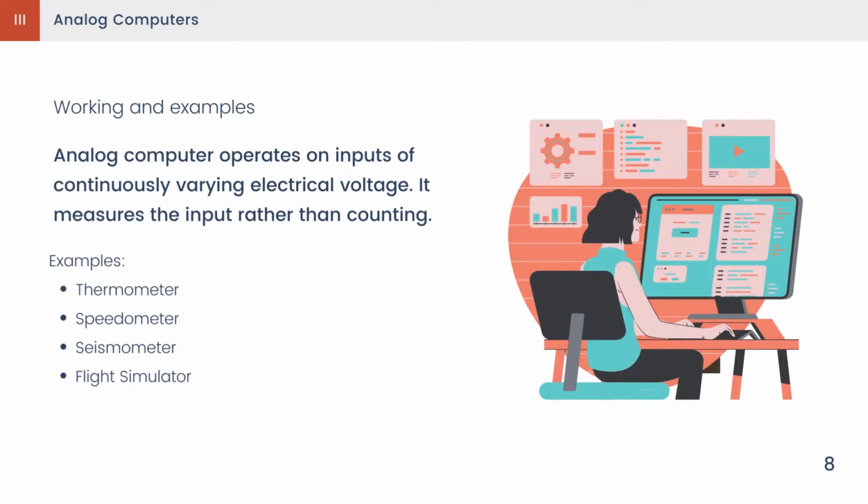Now, how does it work? An analog computer operates on input of continuously varying electric voltage. It measures the input rather than just counting it. Examples where analog computers are used are the thermometer, speedometer, seismometer, or a flight simulator.